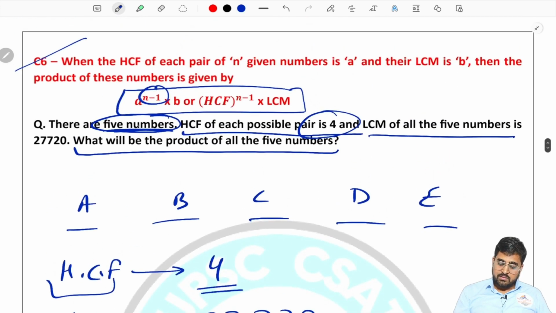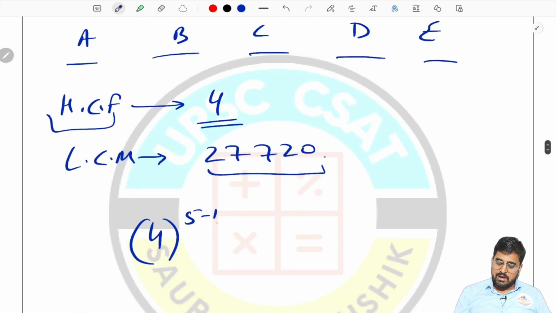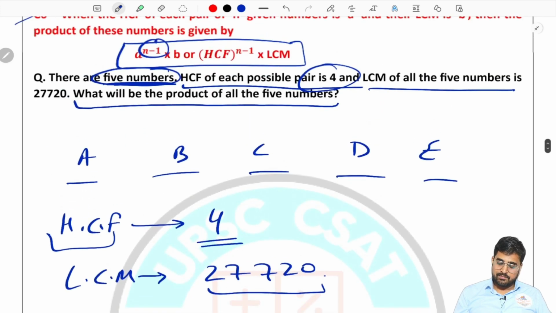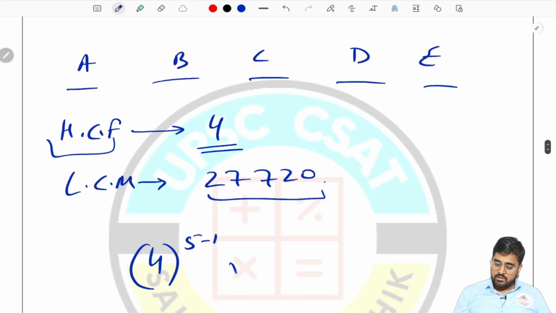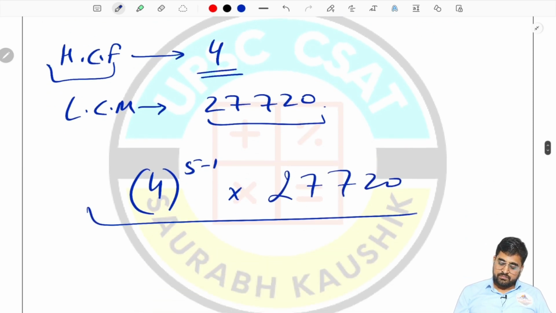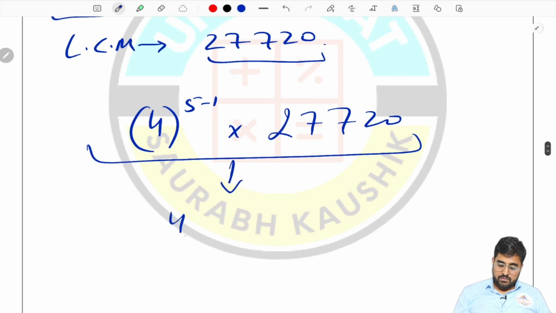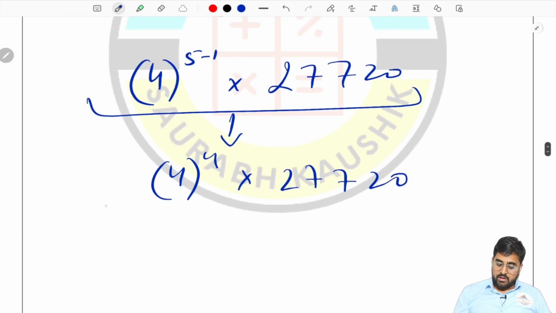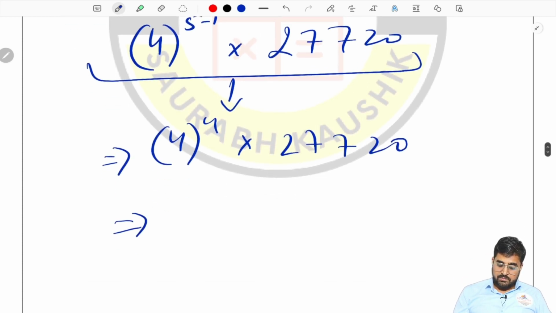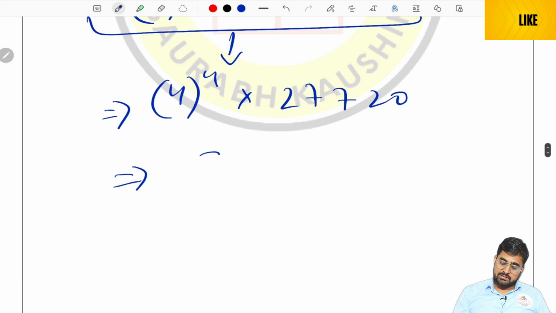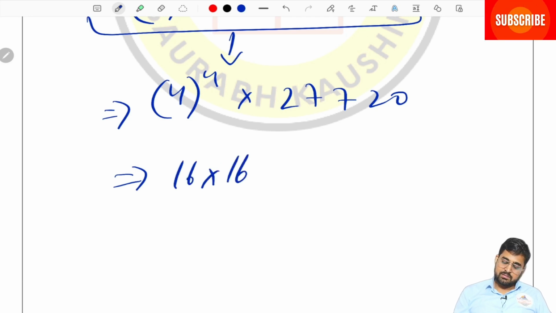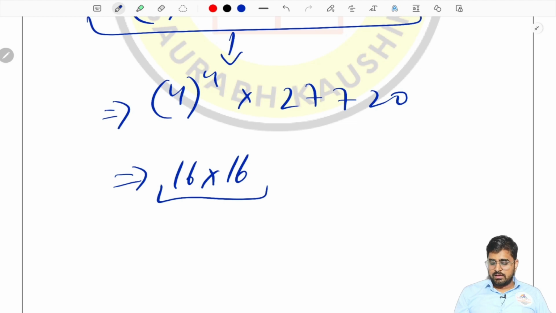Why 5 minus 1? Because the numbers are five: A, B, C, D, E. So n minus 1, 5 minus 1. That you have to learn. The rest is easy. Now multiply by the LCM, 27720. Now solve this. It will give you 4 to the power 4 times 27720. 4 to the power 4 is 256. If you do not know, then write it like this: 16 into 16, then you can easily calculate.